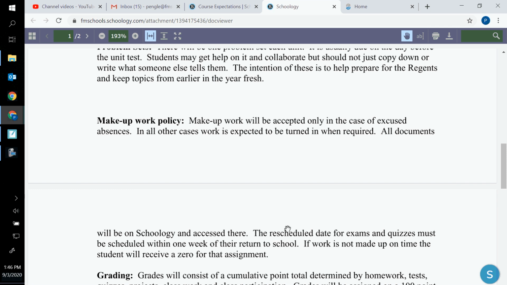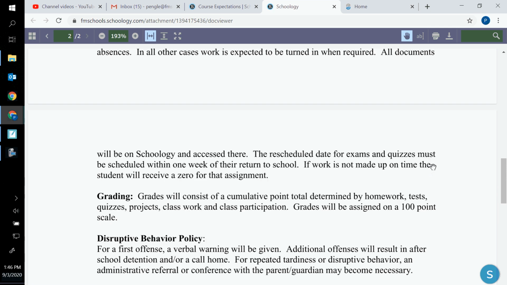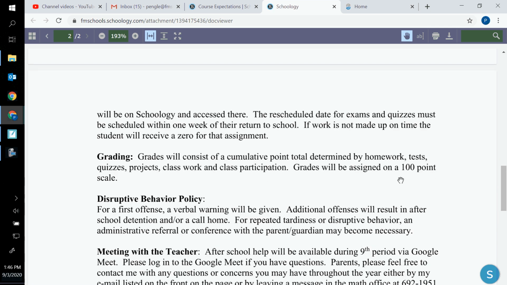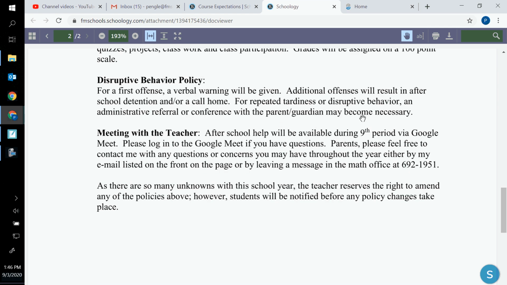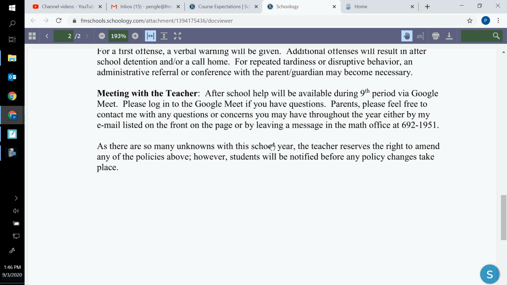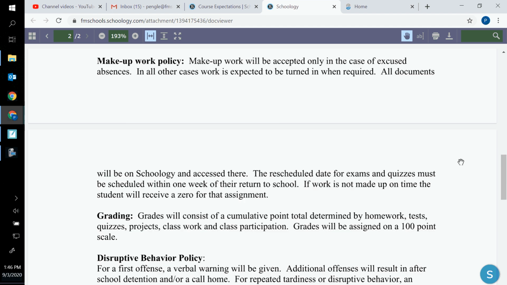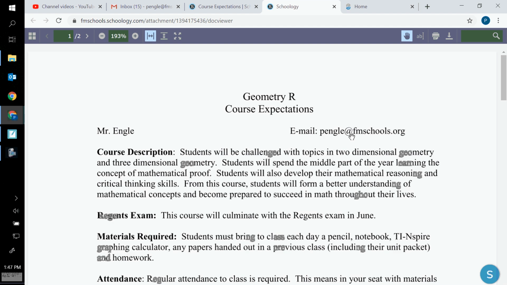Makeup work, basically if you're absent, try and get it in as soon as you can. Grading we do on a total point scale. If there's any disruptive behavior issues, we'll address them as they go. And if you ever need to meet with me, just reach out. Questions you have content-wise, post on the discussion board. If there's something that you don't feel comfortable posting on the discussion board, my email is right at the top here. You can get a hold of me there as well.